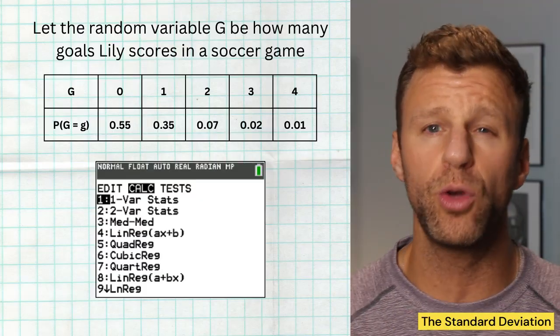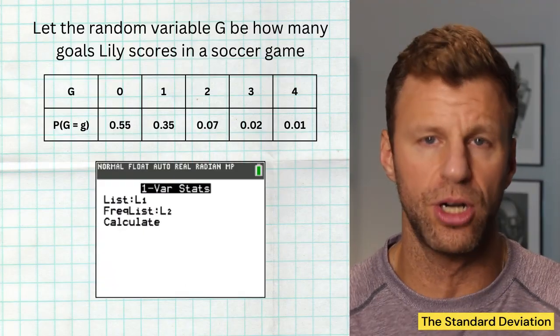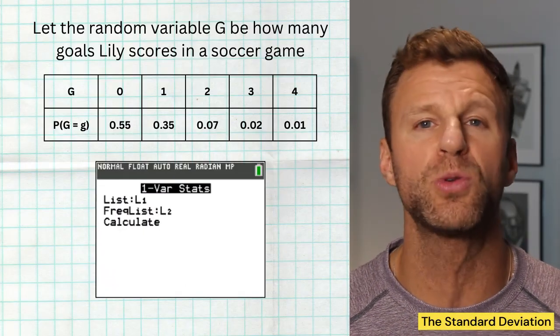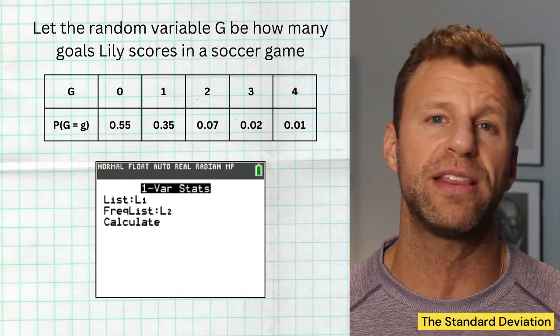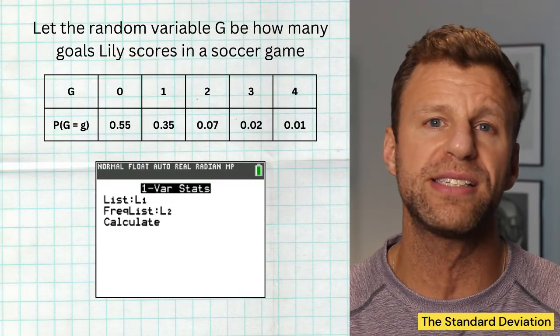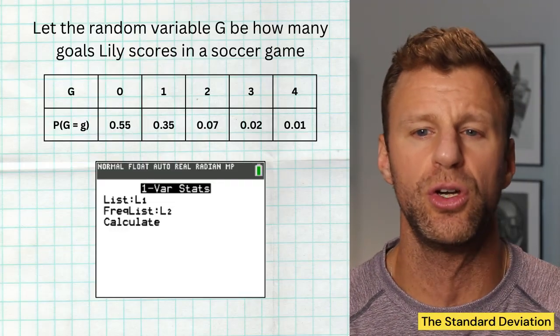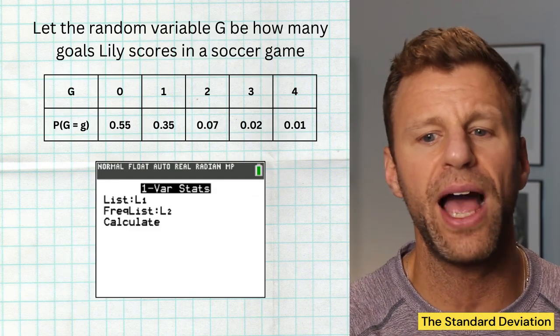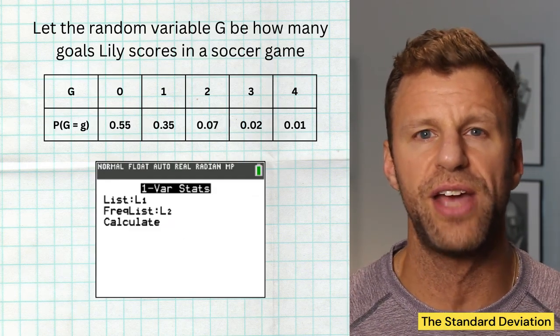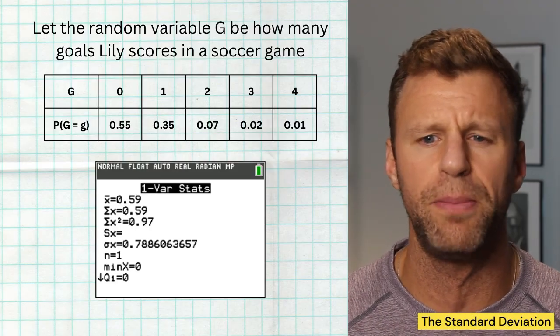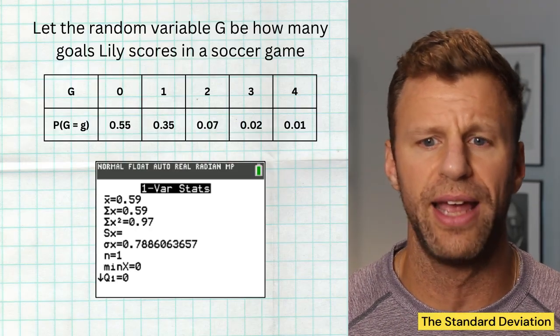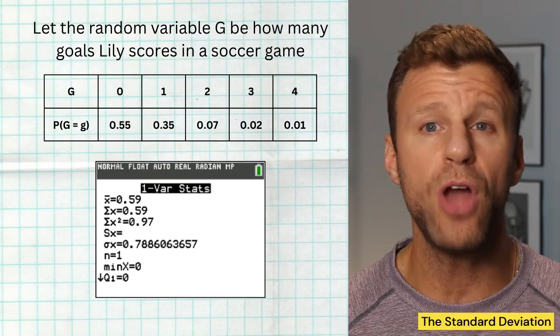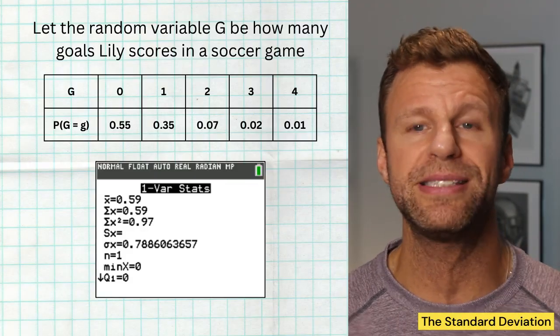Now, here's something that's really important. Where it says lists, we're going to put L1. That's where our outcomes were. But now we need to incorporate the frequencies, or the probabilities of those outcomes, which is list 2. So where it says frequency list, you need to hit L2. Then hit calculate, and you will get the standard deviation, sigma, right there kind of in the middle. In this case, 0.789. Now, notice what you also get at the very top is the mean.